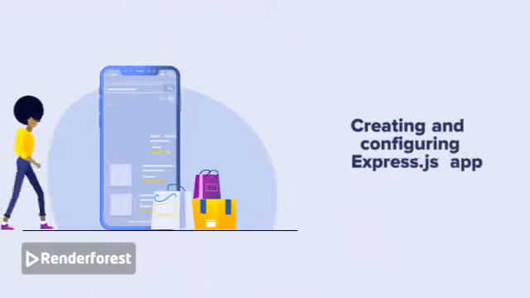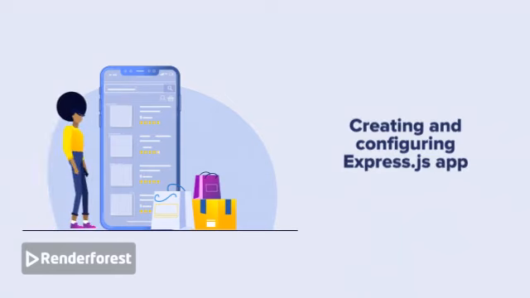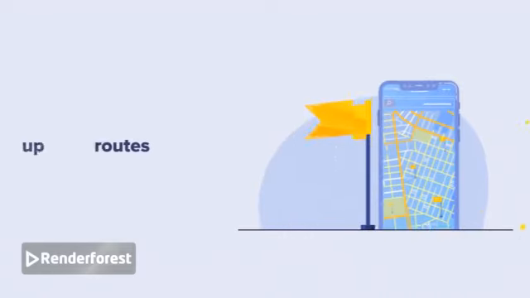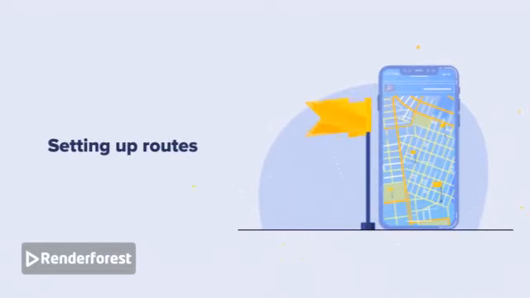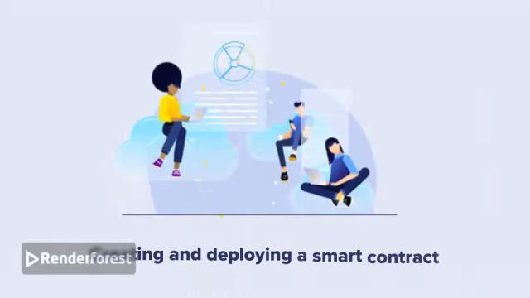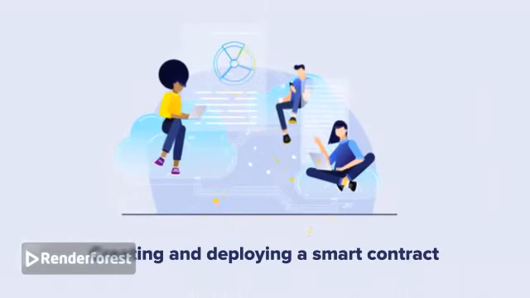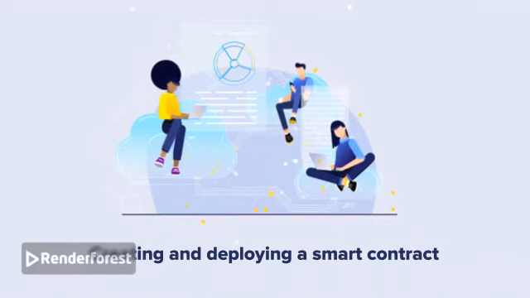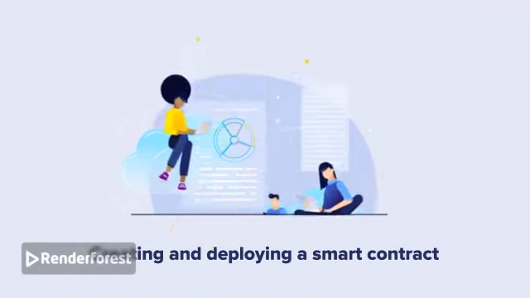Next, create a new Express.js app and configure it to work with blockchain by installing middleware such as Morgan and Body Parser. Set up routes for interacting with the smart contract. Create and deploy a smart contract using Solidity and Truffle, which involves writing the contract code, compiling it, and deploying it to a blockchain network.